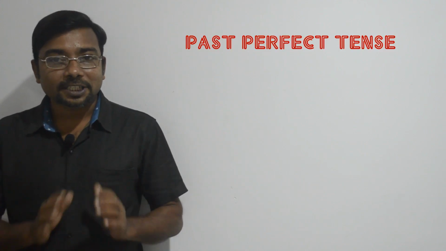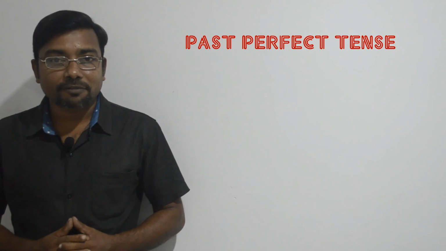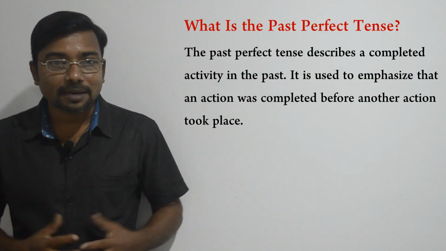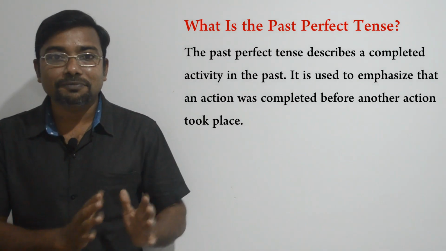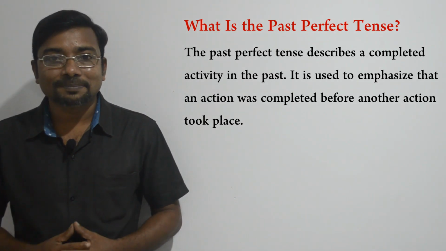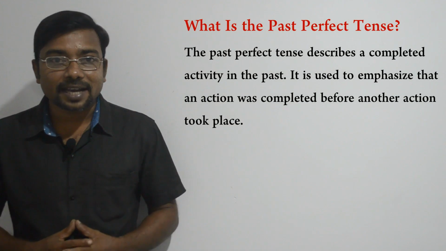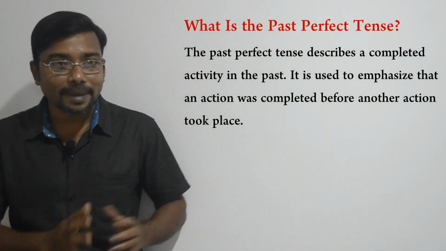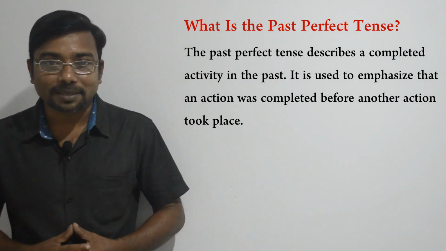Okay, in this lesson, I'm going to teach you past perfect tense. We use this tense to describe a completed activity in the past before something else happened. In other words, past perfect tense is used to show that an action took place once or many times before another point in the past.